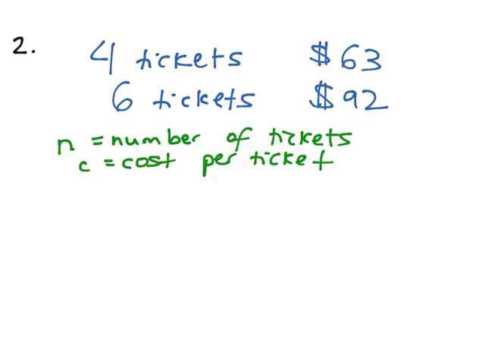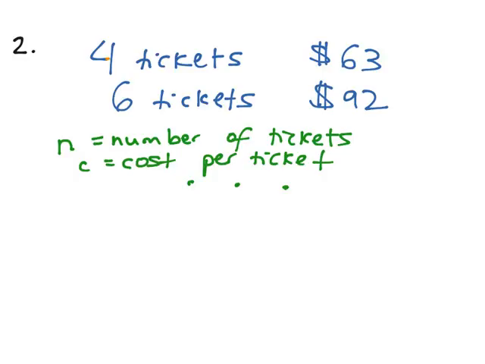Try this on your own. Alright, so you'll notice if you divide 63 by 4, and then you divide 92 by 6, those two won't equal each other. So we have to do something else here. This is because they don't start from 0. You'll see as we go along. We have to use what we've learned about arithmetic sequences to find the answer here.